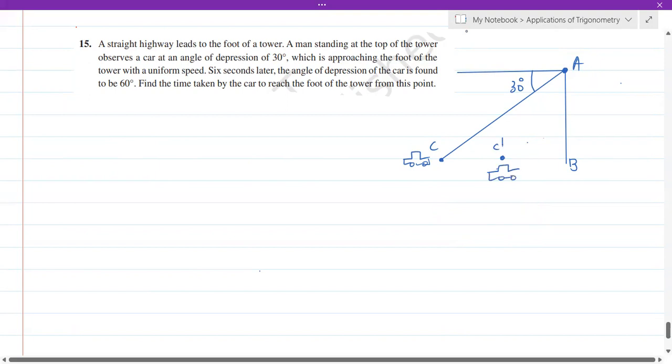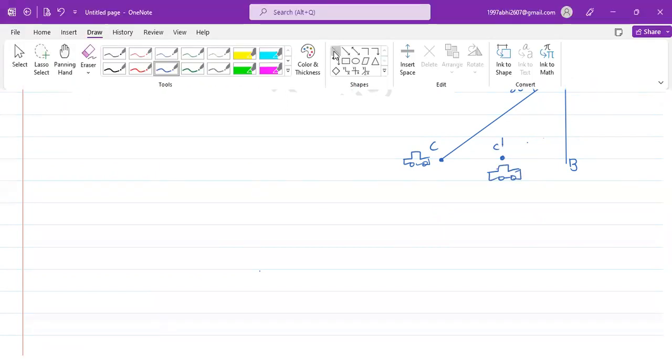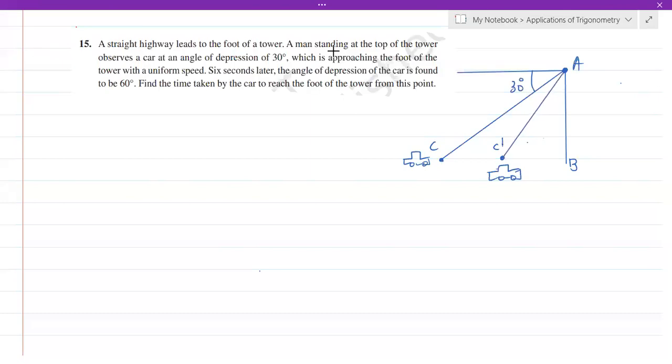The car is at C dash. Now, obviously, the angle of depression would have changed, isn't it? As you can see, the angle of depression has changed. So this complete thing will be the angle of depression. Now it is how much? 60 degrees.